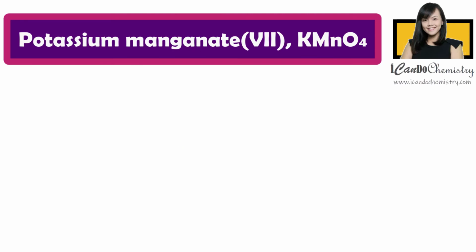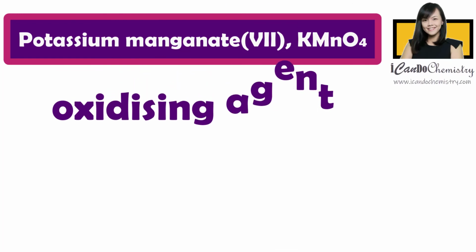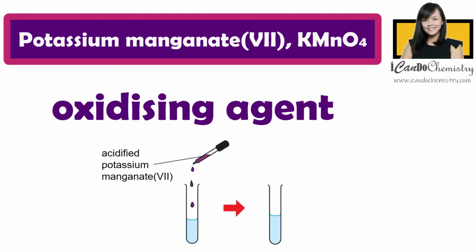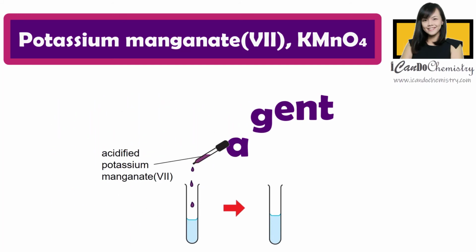Number 38. Potassium manganate 7. Chemical formula KMnO4. Acidified potassium manganate 7 is a common oxidizing agent used to test for the presence of a reducing agent. In the presence of reducing agent, the distinctive purple color of potassium manganate 7 turns colorless.